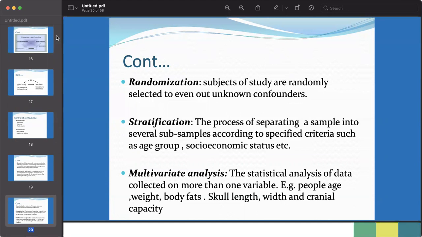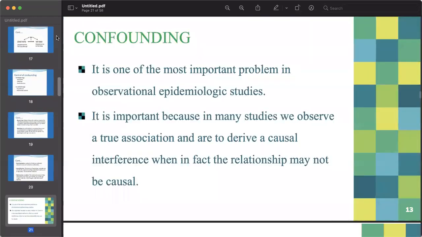Stratification: the process of separating a sample into several sub-samples according to specific criteria such as age group, socioeconomic status, etc. Multivariate analysis: the statistical analysis of data collected on more than one variable, for example, people's age, weight, body fat, skull length, width, and cranial capacity.